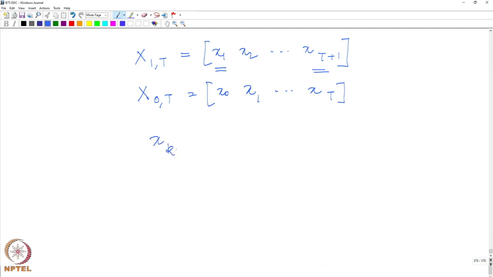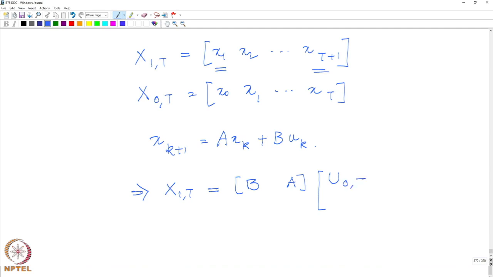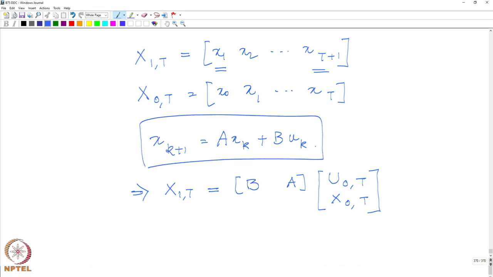If x_{k+1} is equal to A xk plus B uk, then notice that you can write this immediately. This matrix x_1t must be equal to the matrix [B A] multiplying [u_0t; x_0t]. Just do a quick verification. It immediately follows from this recursive relation that, matrix-wise, they must satisfy this condition.